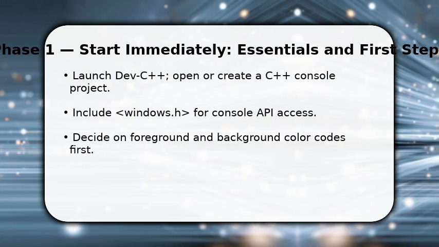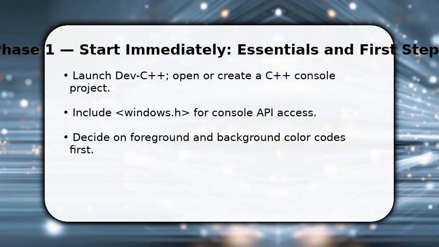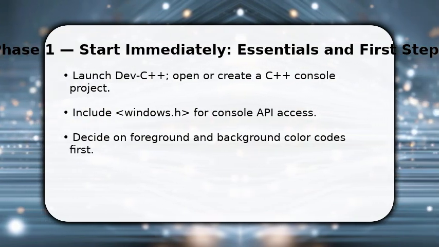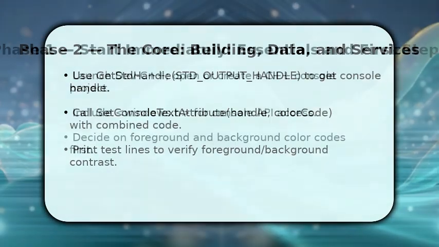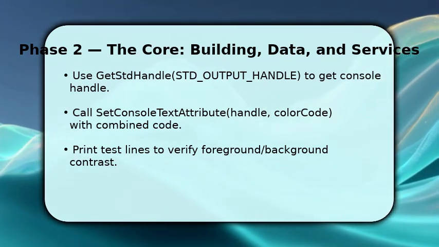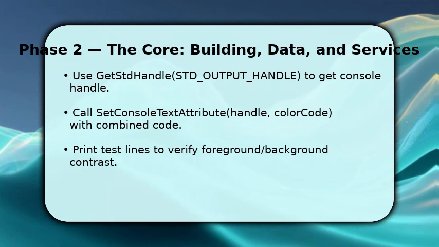Make sure to save the file before compiling. This avoids confusion when you test colors and ensures your first run reflects the changes immediately. Once done, obtain the console handle using GetStdHandle, so you can control the window.